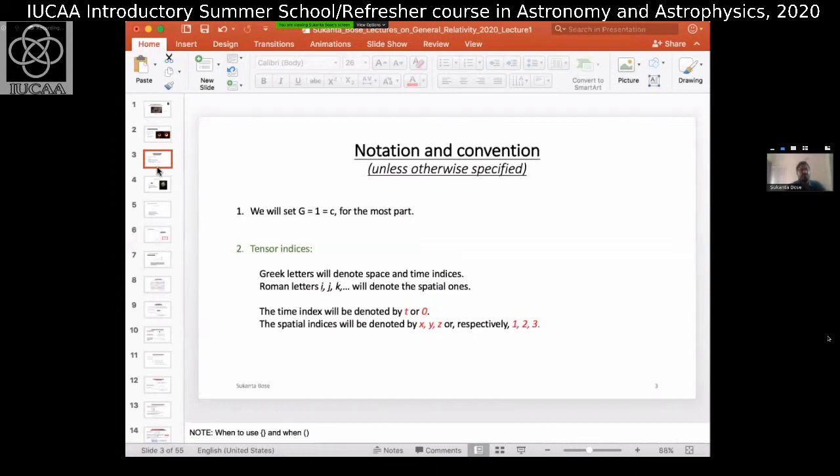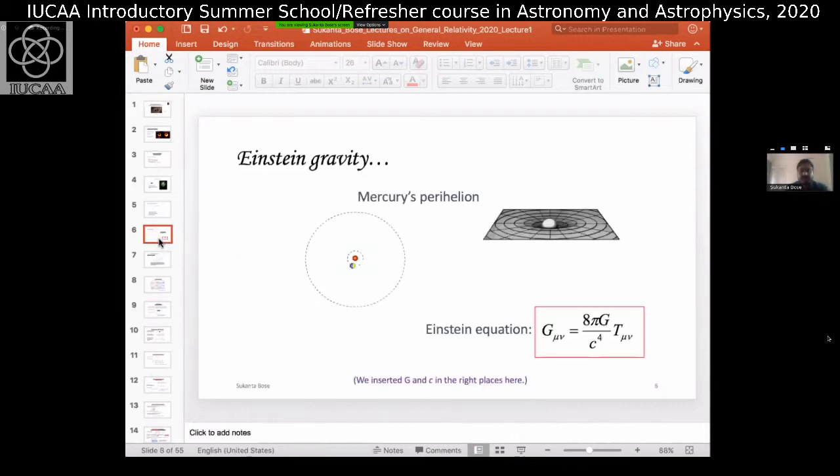You can choose a system of units where your answers will be expressed in terms of G and C. So therefore, you can set G and C to 1. Let me give you an example. I've not used it today because it was new, but you look at this Einstein's equation, right?